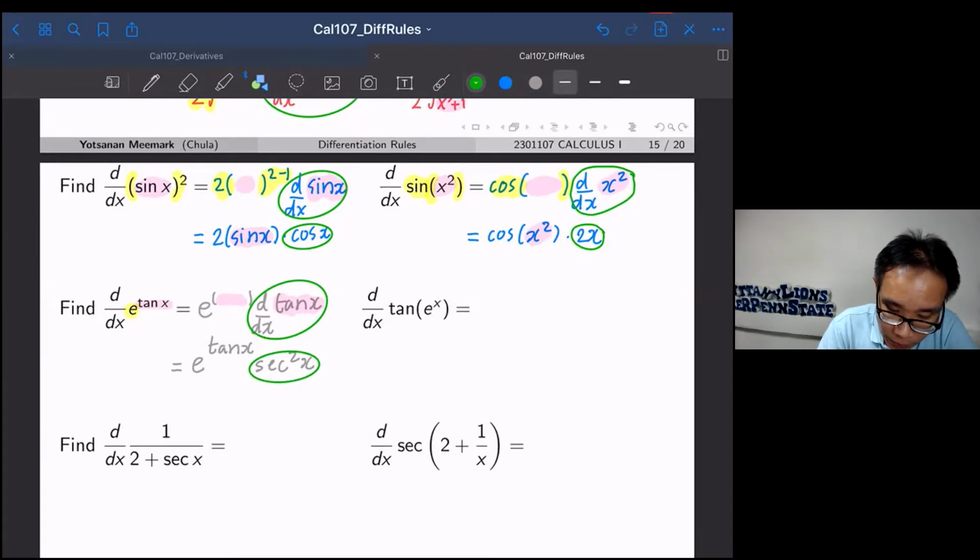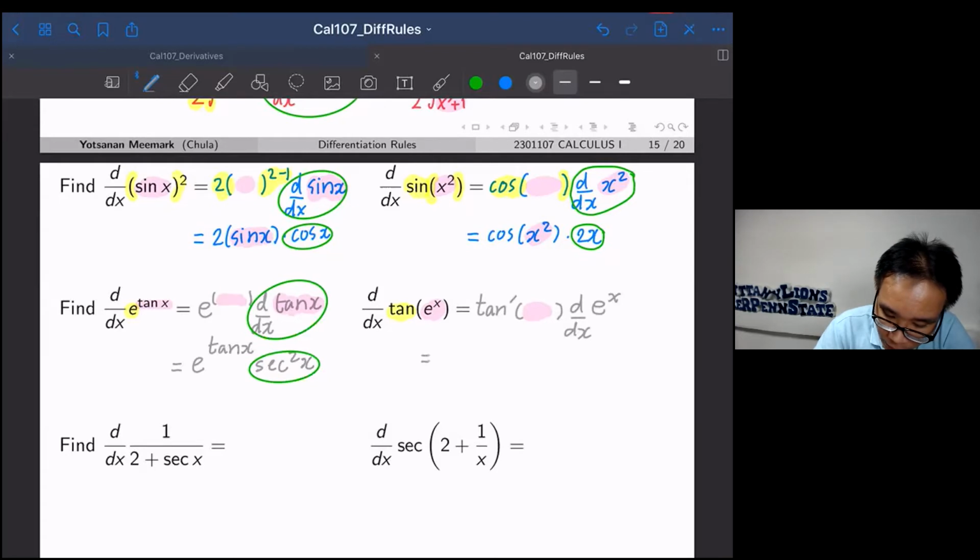The next one, you get the derivative of tan of e to the x. For this one, the outside turns out to be tan x and the inside turns out to be e to the x. So you differentiate the outside, it's going to be tan prime of the pink guy. So you can write this one as tan prime of the pink guy, and you differentiate the pink guy, okay? So if you write this one, it's going to be like that.